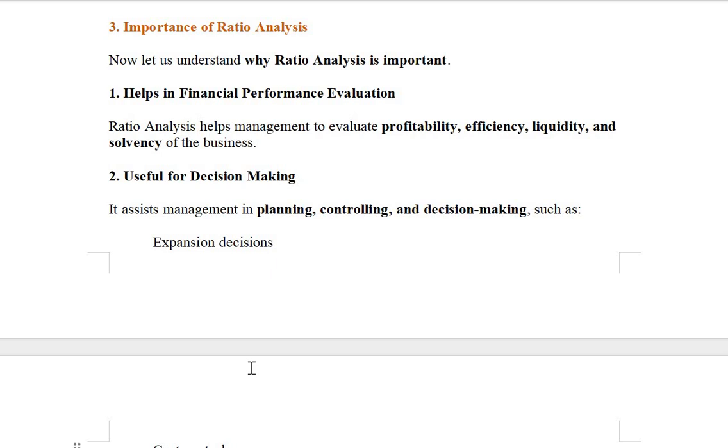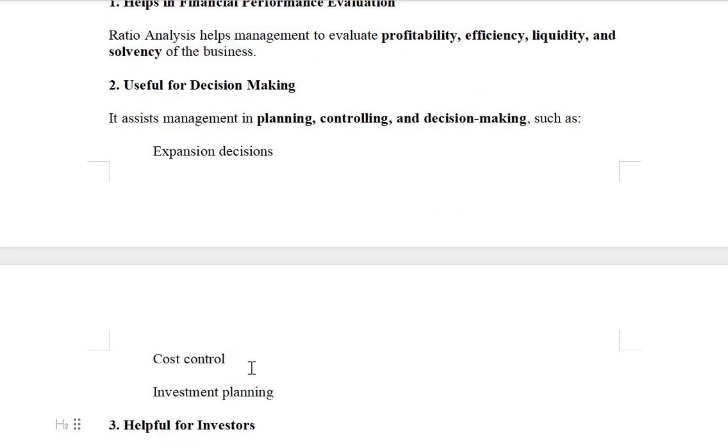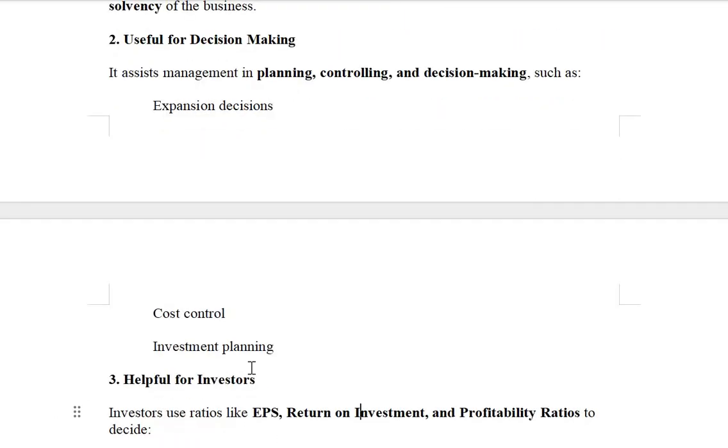All this can be analyzed with the help of ratio. The next important use of ratio analysis is that it is useful for decisions. Whenever you have to take a decision, in such a case we use ratio analysis. When you are doing any activity, we have to plan, we have to control, and we have to take a decision. Among these, the important aspect is taking decisions. Whatever plan you made, or whatever comparison of your actual performance against the standard, taking the decision is very, very important.